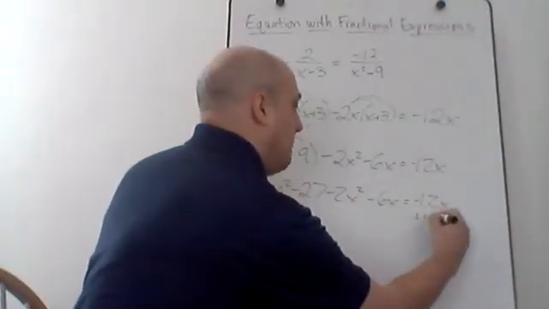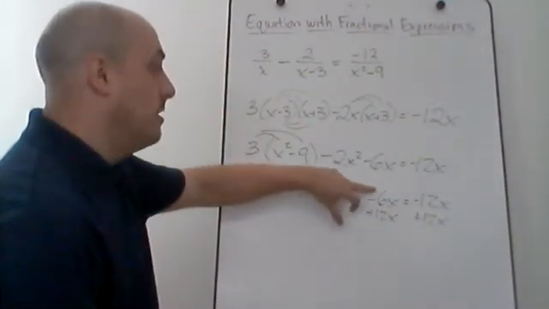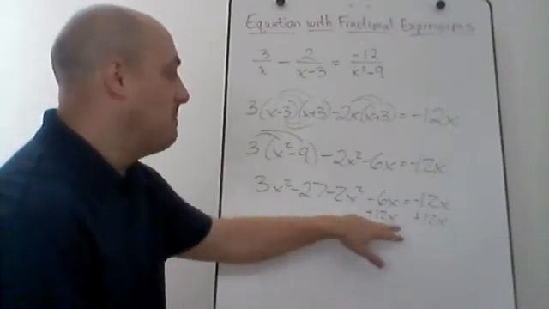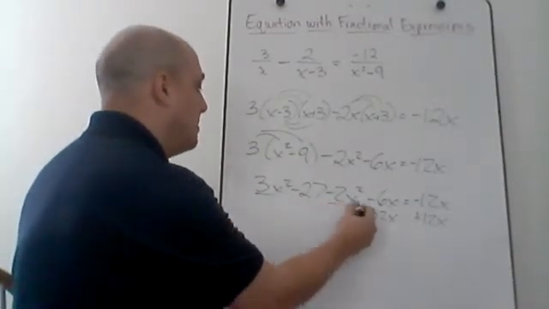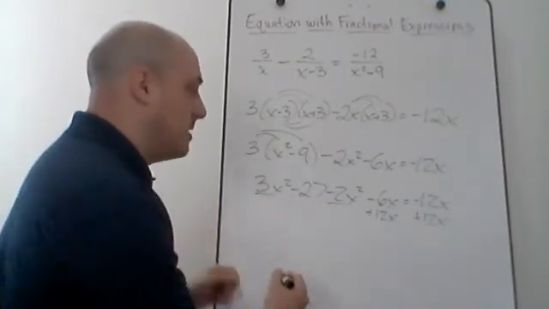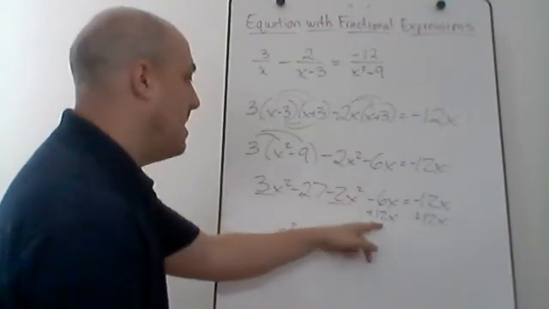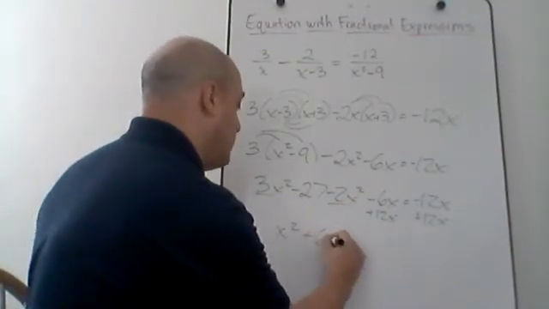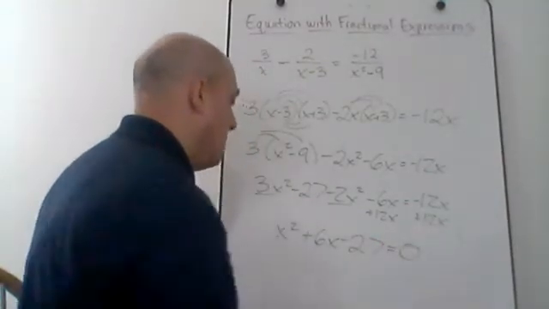So let me add this 12x over to the right side, and I'll combine it with its like term, over to the left side, and I'll combine it with its like term, which is that negative 6x there. All right, so my x squared terms, I have a 3x squared minus 2x squared. That's going to be a 1x squared. And then I have a minus 6x plus 12x, so that's going to be plus 6x. And then I have a minus 27 equal to 0.